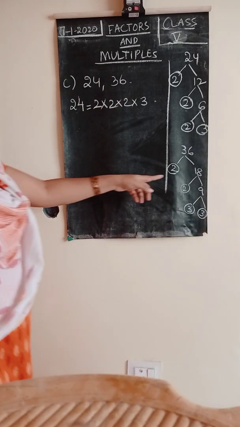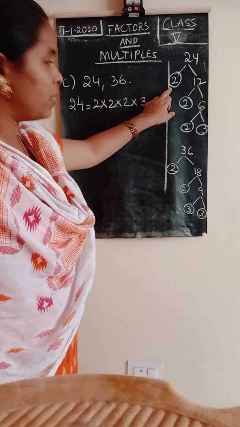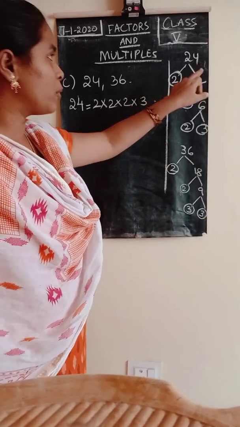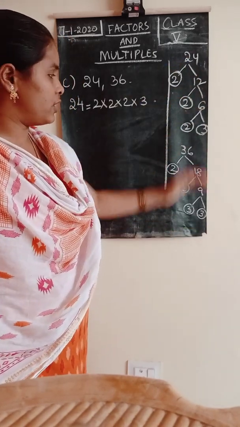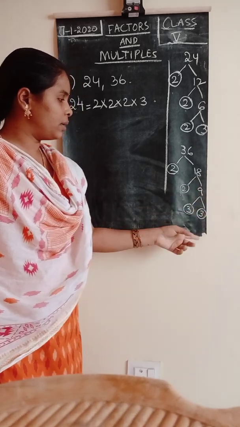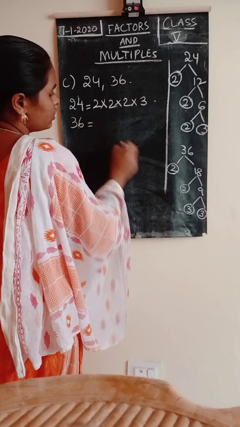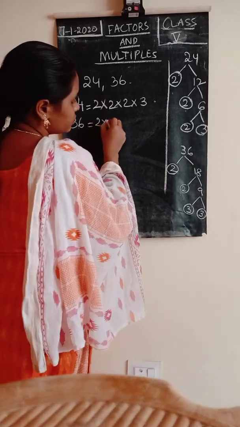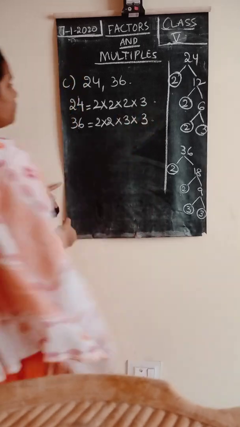If you get a prime number you will stop here. If you get a composite number you will continue the chain, continue the branch. This is a composite number, so the branch continued. So 36 can be written as 2 into 2 into 3 into 3.